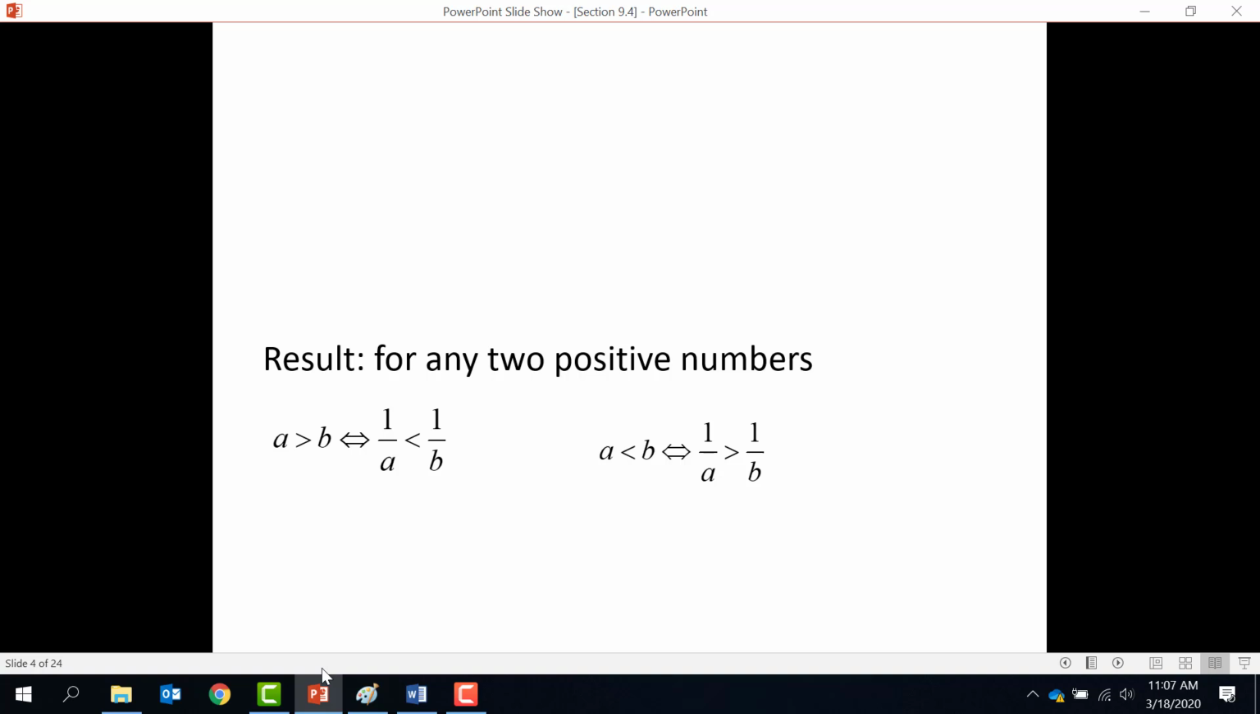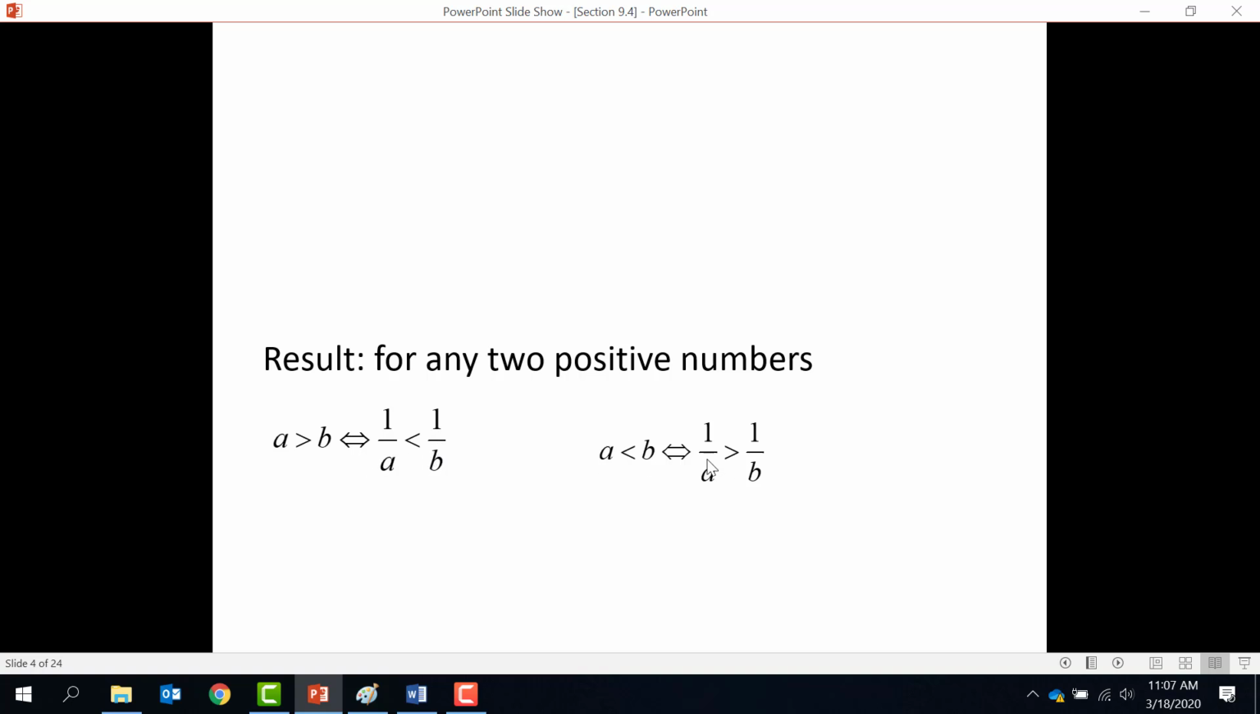Result: for any two positive numbers, if A is bigger than B, then 1 over A has to be less than 1 over B. What this says is, if you have one pizza shared with A people, and A is bigger than B, then the slice that each one gets is going to be less than the slice that each one gets over here, because over here you have fewer people, because A is bigger than B.